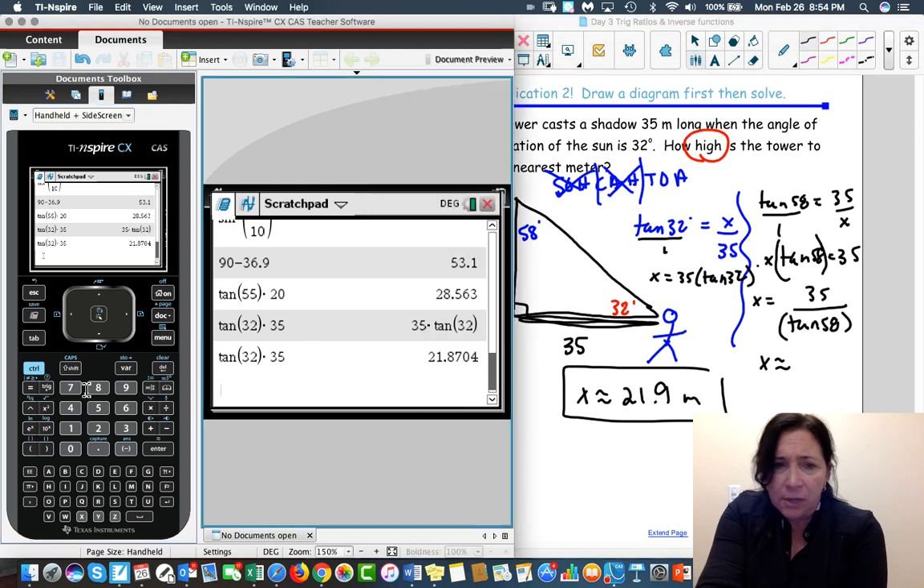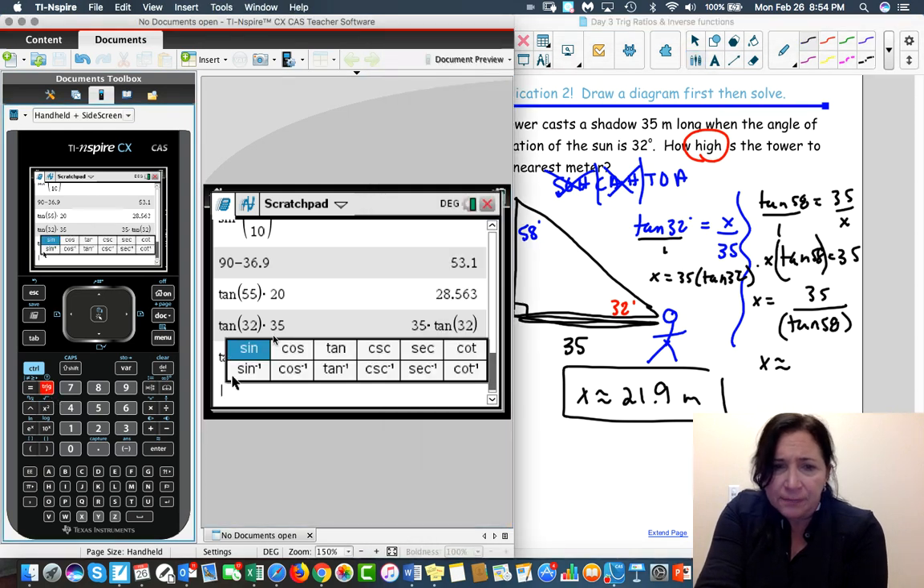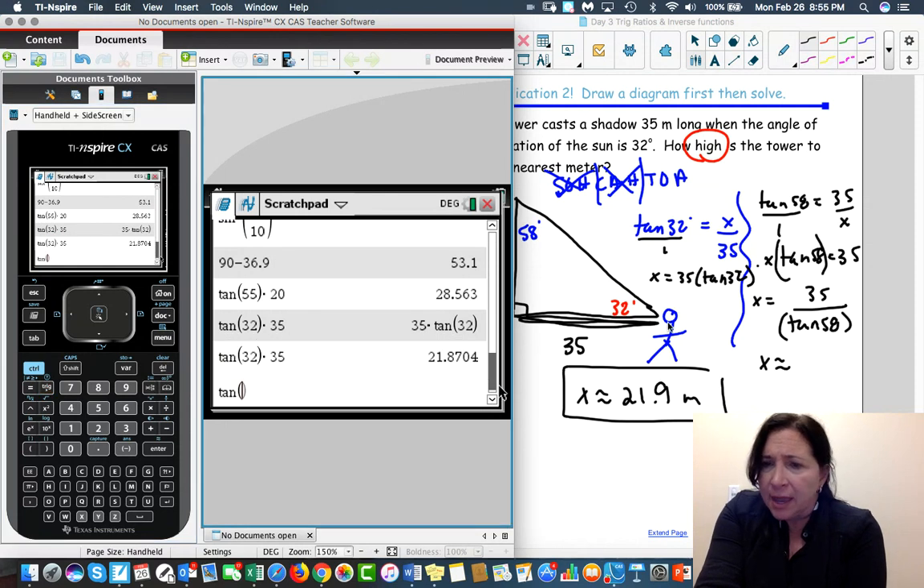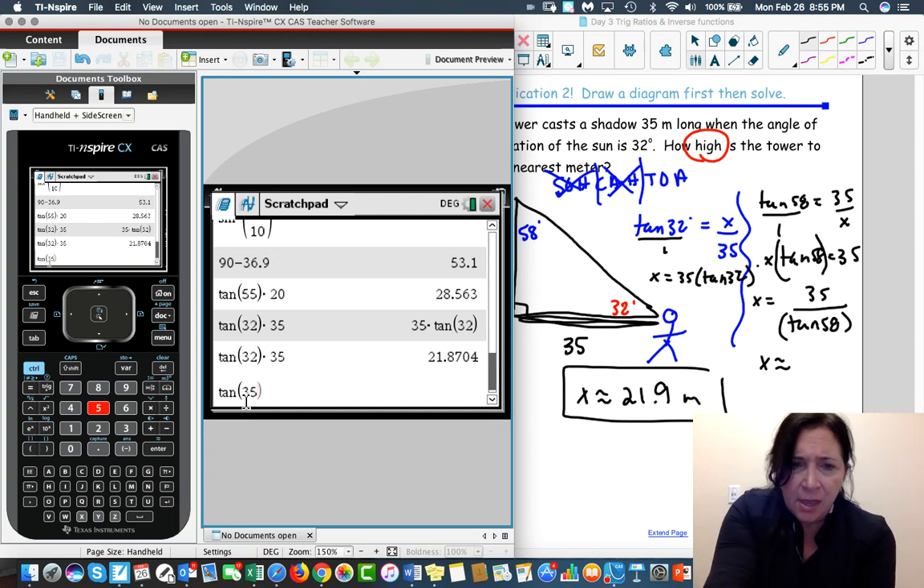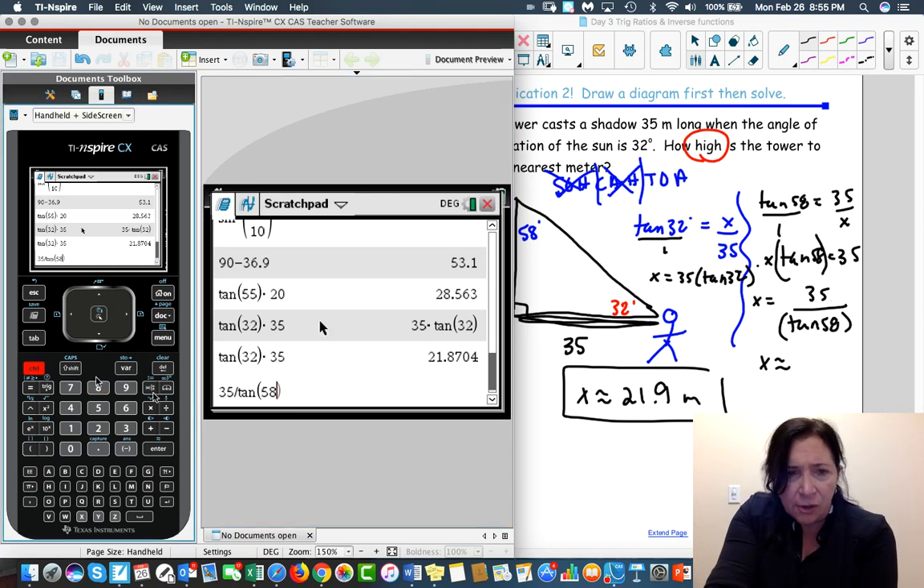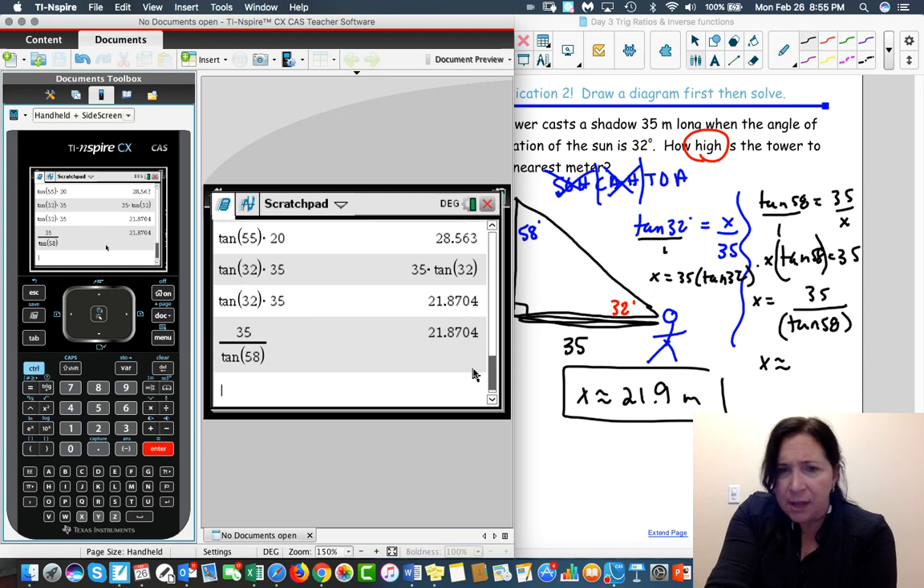So we're going to go tangent. Actually, I'm going to do tangent of 35. But before I do that, I'm going to come over to the other side and I'm going to say 35 divided by tangent of not 35, but 58. There we go. Now I have the right number: 35 divided by tangent of 58. I'm going to go control, approximate, and I get the same answer.